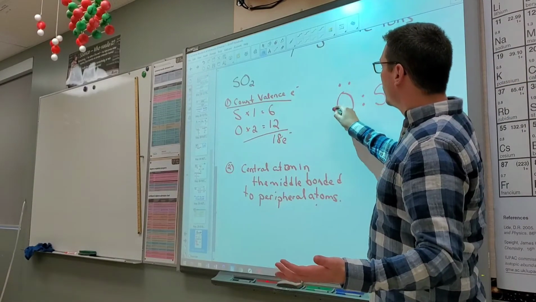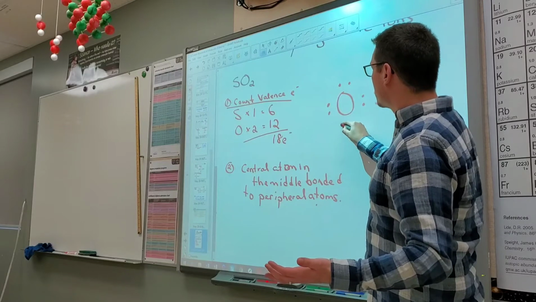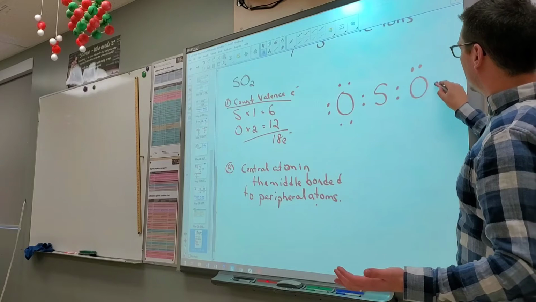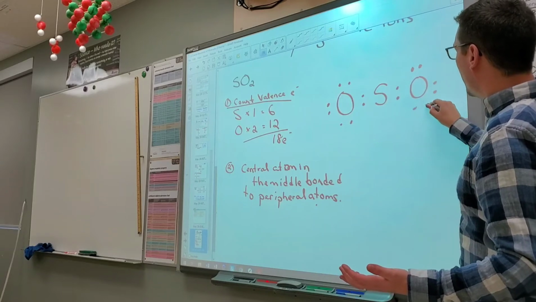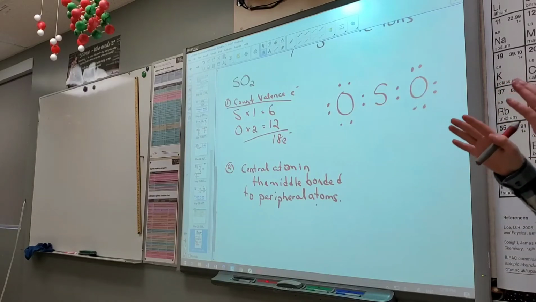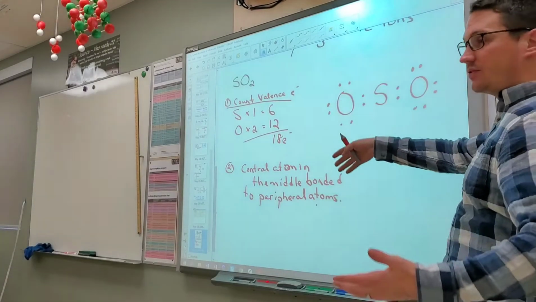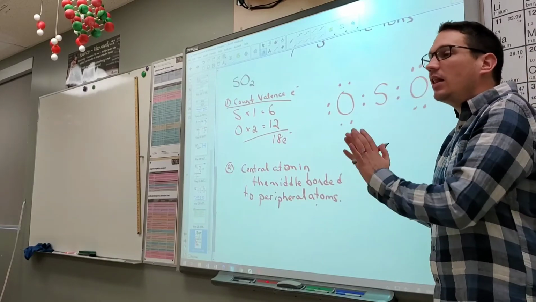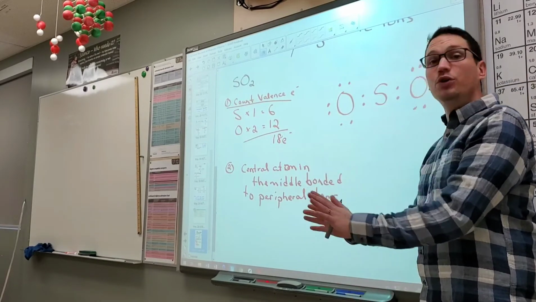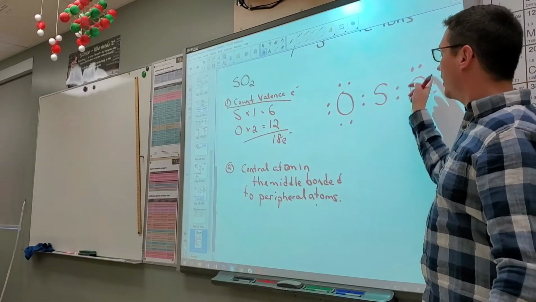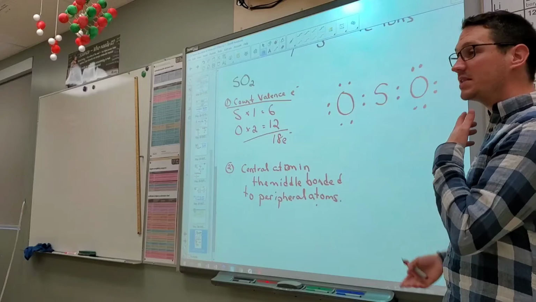2, 4, 6, 8, 10, 12. 12 of my electrons that I had left over are gone. So how many electrons do I still have left? 2. I've got 2. I've used up 16 so far: 4 here and then those 12. So I've used up 16.